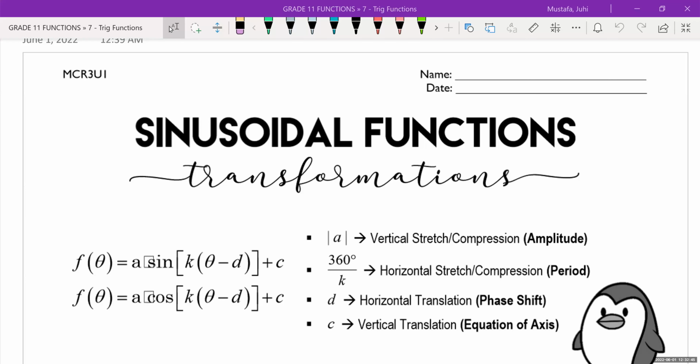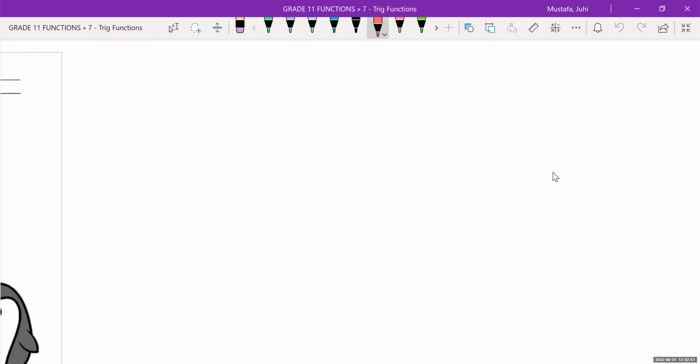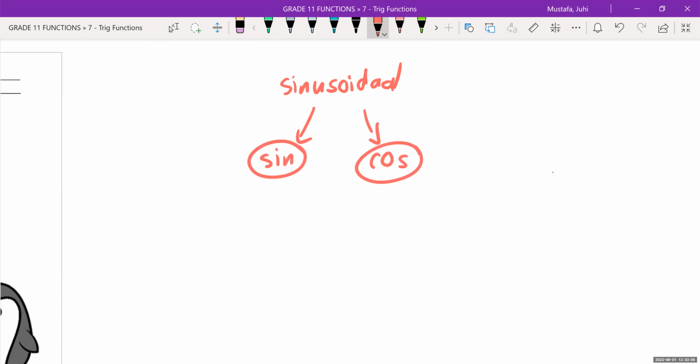So we're talking about sinusoidal transformations today. You're going to remember yesterday you were introduced to sinusoidal functions, and I just want to do a quick review. I want to remind you that the word sinusoidal refers to any sort of graph that has a wave to it. And the two graphs we've learned about are sine and cosine.